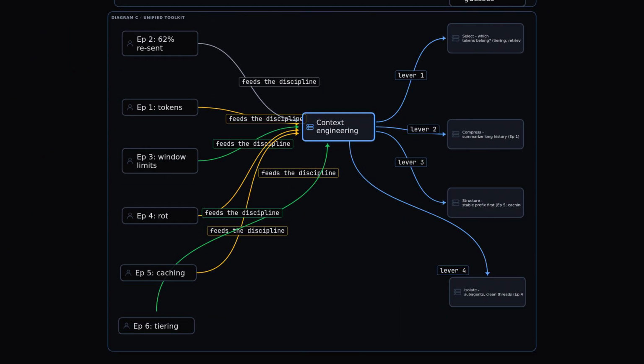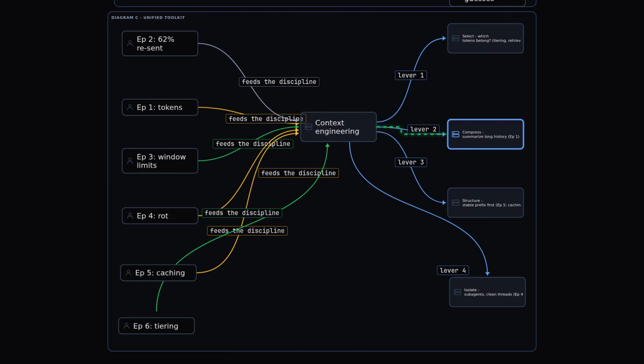And here's the surprising thing. You already know the fixes. Every episode of this playlist has been one. Select which tokens belong in the window in the first place. That's model tiering from episode 6. Cheap model for small tasks, flagship for hard ones. Selection.